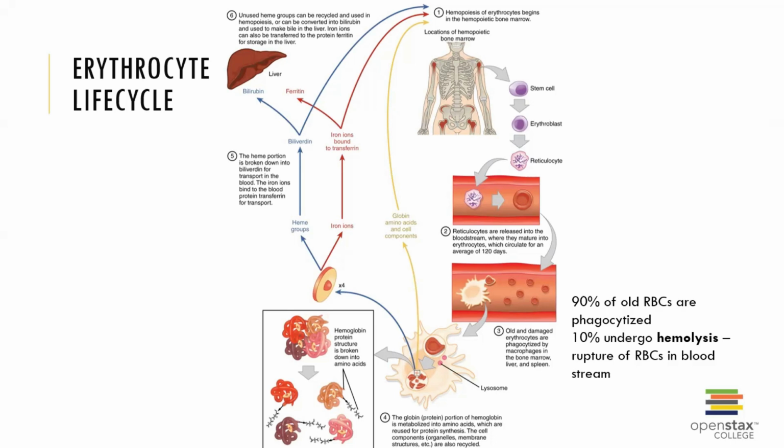And then the only other thing I wanted to note about the life cycle is what you see here in the bottom right caption of OpenStax, and that is 90% of old erythrocytes are phagocytized, as we talked about here. And then the other 10% undergo what we call hemolysis, which essentially is the breaking apart or the rupturing of the red blood cells. Essentially, their contents are then released into the surrounding fluids. All right, so one example of that would be into the blood plasma.